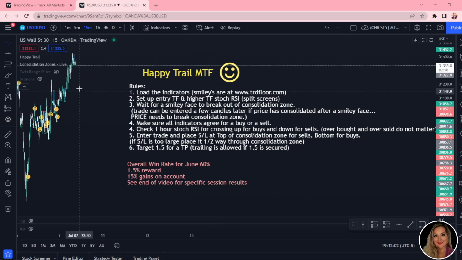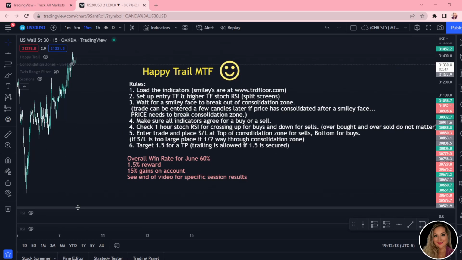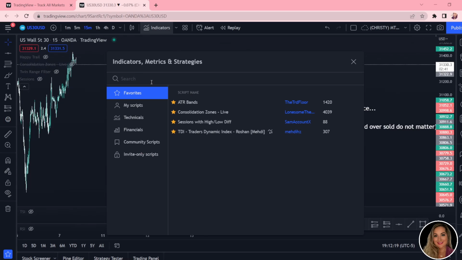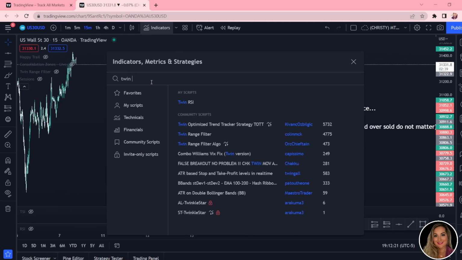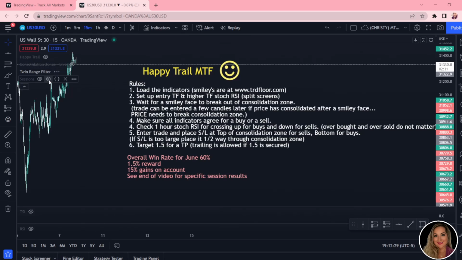So what this will look like is I'm going to hide all this. Now this is version number 2. If you're a TTF member, don't worry about this. You don't need to know these. If you are looking to trade this and you're not a Trading Floor member, then this is what your indicators are going to look like. You're going to add on a twin range filter. Come in here, just type in twin range filter, and you can click on the first one here. This one's fine, and just add that on to your charts.